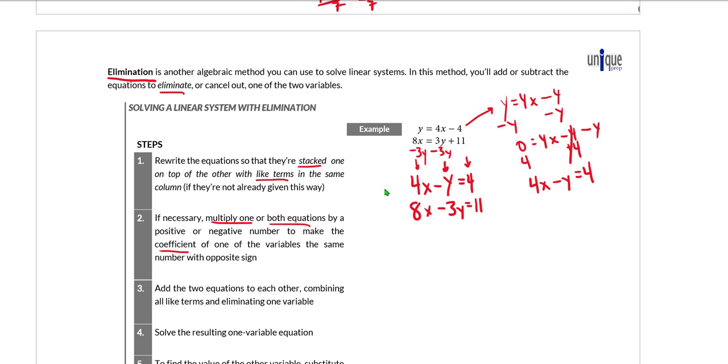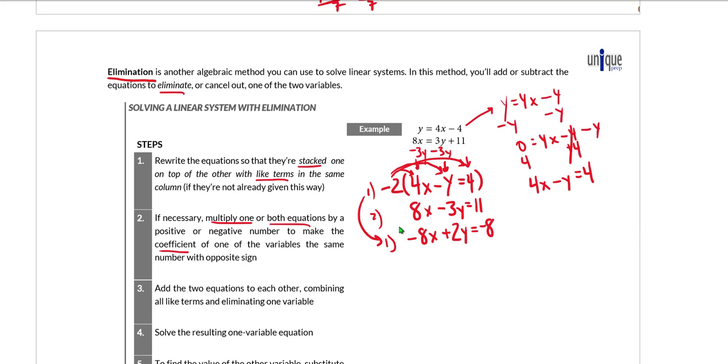So what I'm going to do is multiply through the first equation. Let's do it by negative 2. Because if we multiply that equation through by negative 2, so again, this is the first equation, this is the second equation, then equation 1 becomes, distributing that negative 2 to all of these terms, negative 8x, and negative 2 times negative y is positive 2y, and negative 2 times 4 is negative 8.